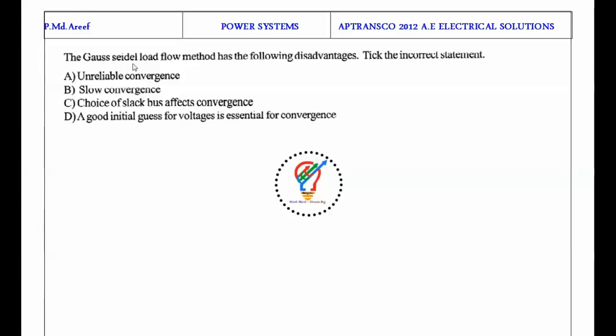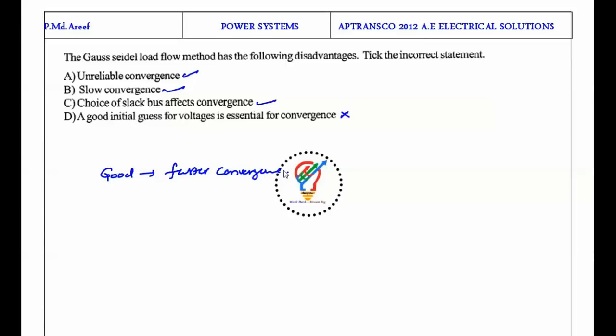The next question is: the Gauss-Seidel load flow method has the following disadvantages. Tick the incorrect statement. So unreliable convergence is a correct statement, and slow convergence is, of course, a correct statement. Choice of slack bus affects the convergence. Yes, of course. A good initial guess for the voltage is essential for convergence. This is the incorrect statement here. A good initial guess for the voltage being essential for convergence is wrong. We can make the convergence faster if we have a good initial guess. So if your guess is good, you can get faster convergence.